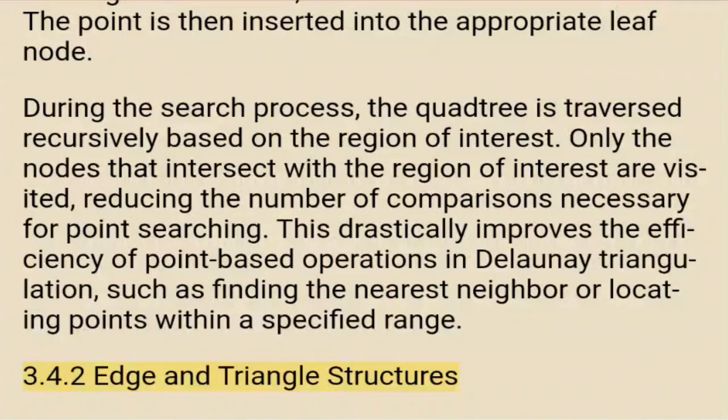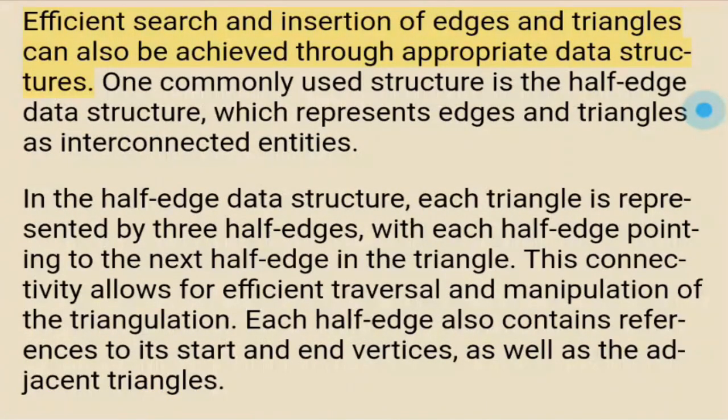3.4.2 Edge and triangle structures. Efficient search and insertion of edges and triangles can also be achieved through appropriate data structures. One commonly used structure is the half-edge data structure, which represents edges and triangles as interconnected entities. In the half-edge data structure, each triangle is represented by 3 half-edges, with each half-edge pointing to the next half-edge in the triangle. This connectivity allows for efficient traversal and manipulation of the triangulation. Each half-edge also contains references to its start and end vertices, as well as the adjacent triangles.